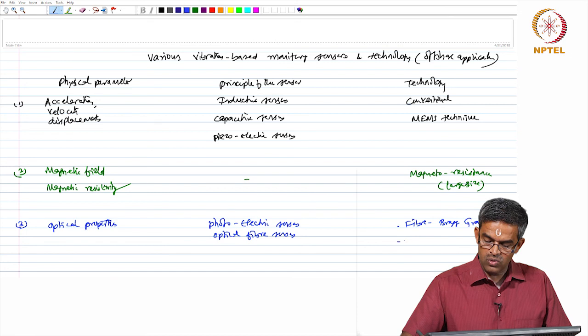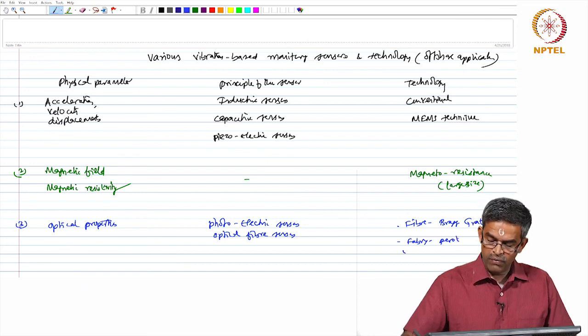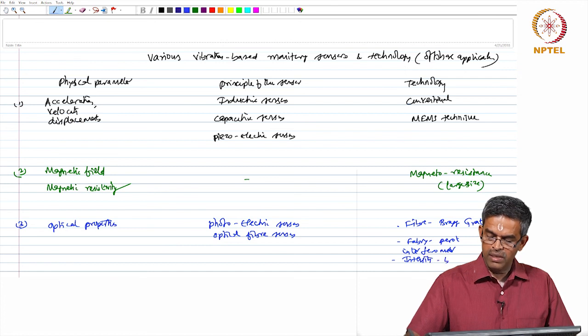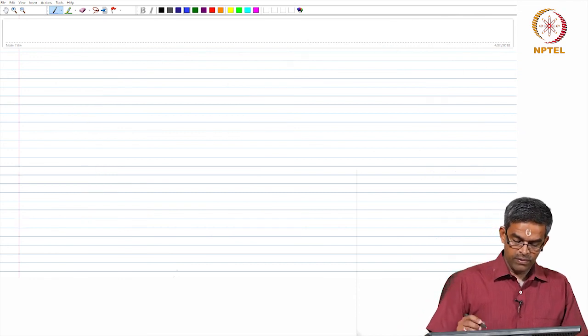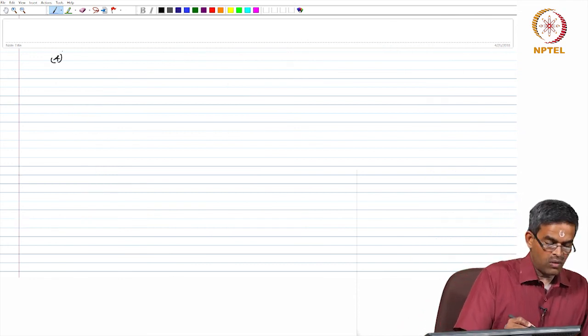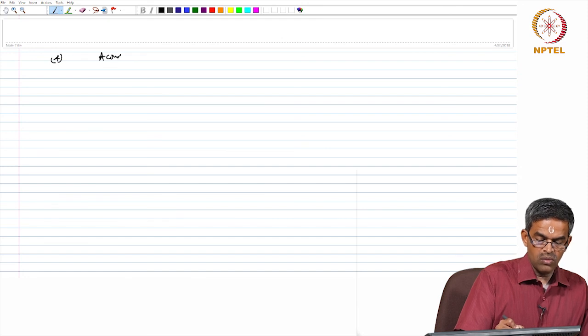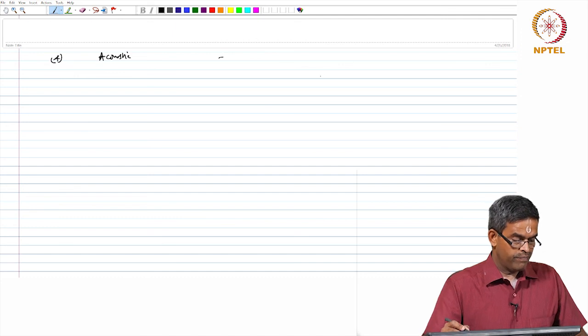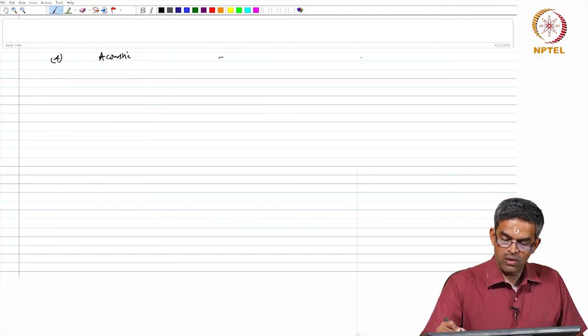Then I can also use Fabry-Perot interferometer. I can also use intensity based sensor. Further, one can also use acoustic type, which can be ultrasonic probes.